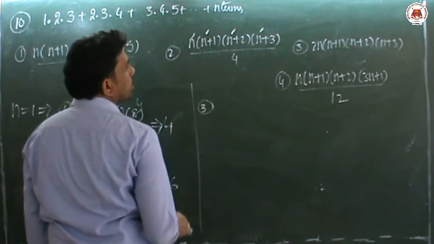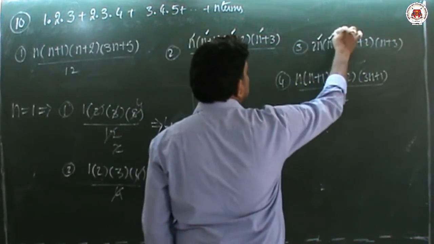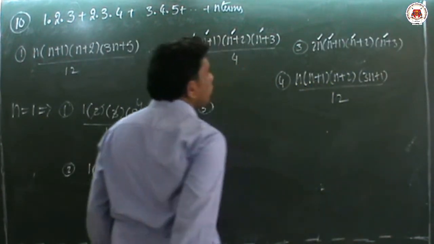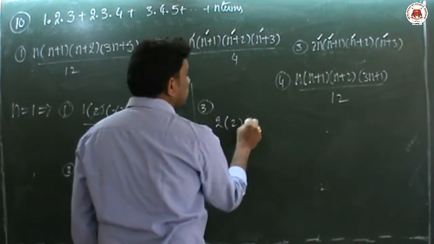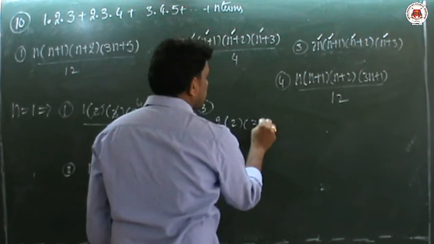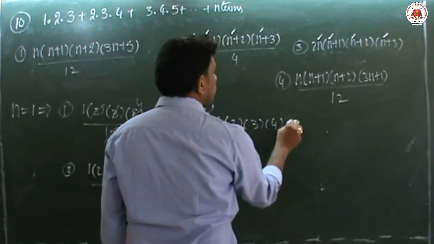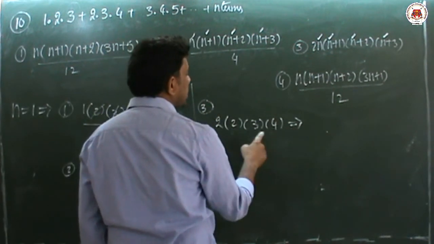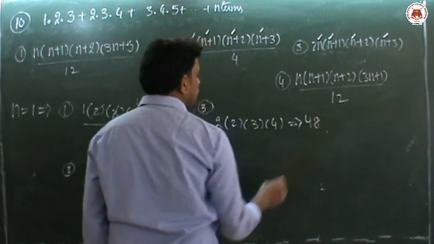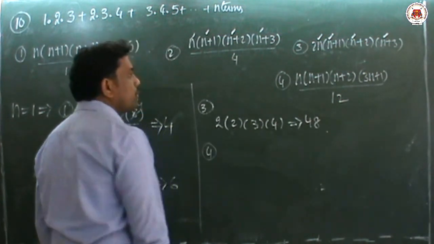Now we'll go to the third option. Also in the place of n put 1. That means 2 ones are 2. Here 1 plus 1 is 2, here 1 plus 2 is 3, here 1 plus 3 is 4. So what is the answer? 2 2s are 4, 4 4s are 16, 16 3s are 48.